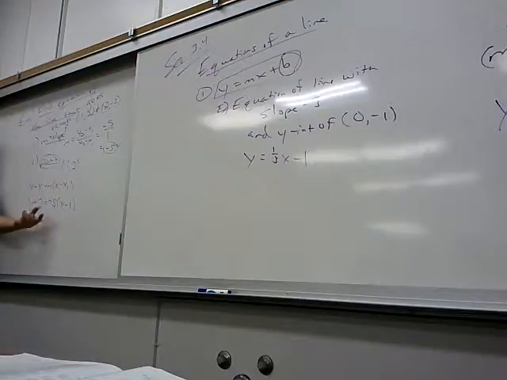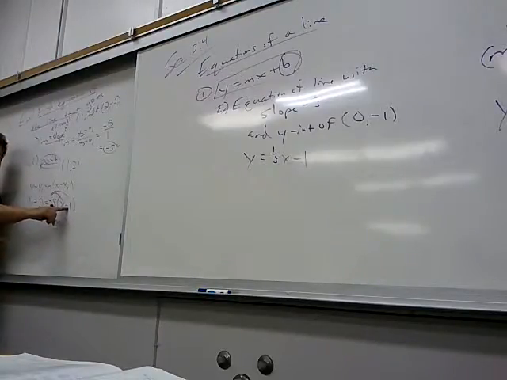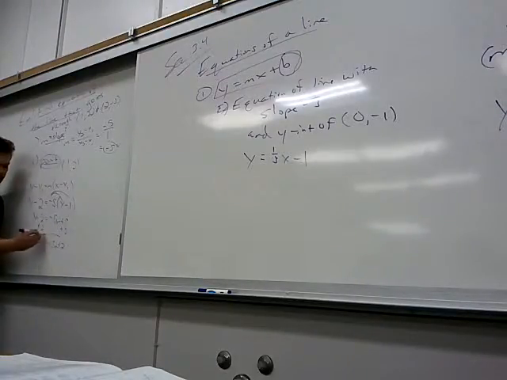How do I clean this up a little bit? I can first do this: negative 5x plus 5. Then I add 2, so I get y equals negative 5x plus 7.